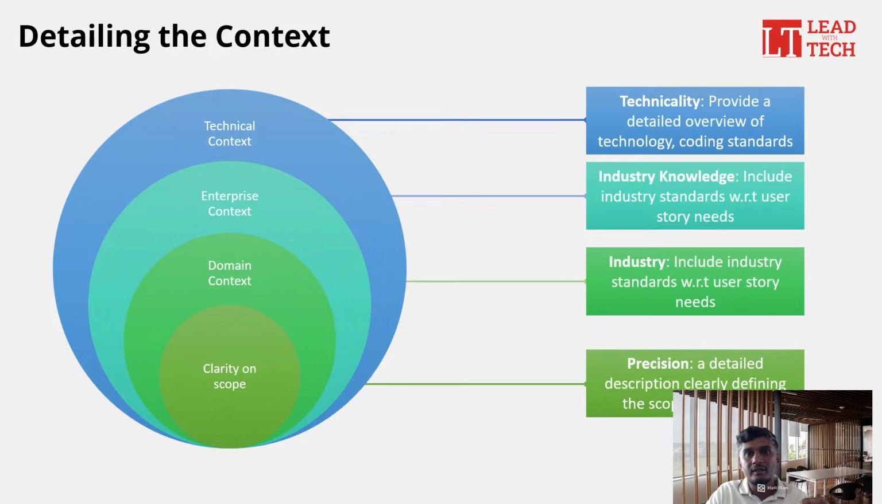So a context which plays a major role in the response of a prompt needs to have clarity in the context of your project, the domain, the industry you're working for, the standards of that particular industry, the enterprise context, which could be your company or the customer you're working for, and the technical context of the project, right? Now this context need not be very specific to a story.